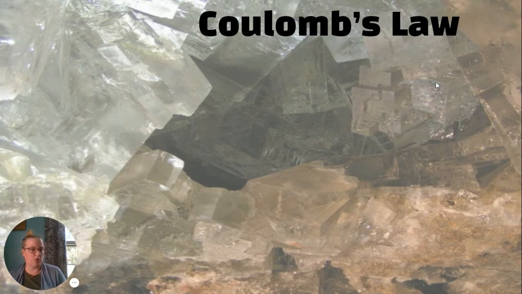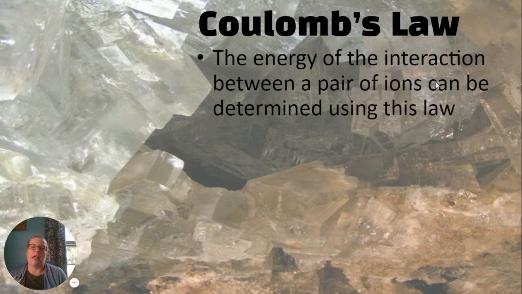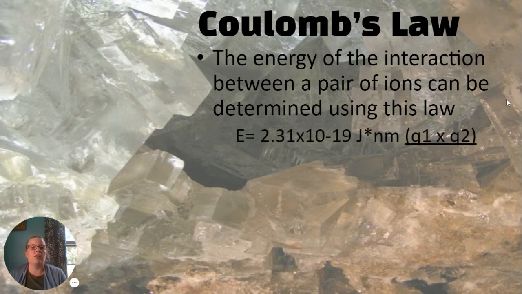Now, Coulomb is a measurement of charge, but it's named after a person with the last name Coulomb. And when we talk about Coulomb's law, there is an energy that represents the interaction between the pair of ions, so the positive ion and the negative ion. And there are kind of two factors that play into it. The law itself looks like this. The energy that's represented between that chemical attraction is equal to this energy term value here.